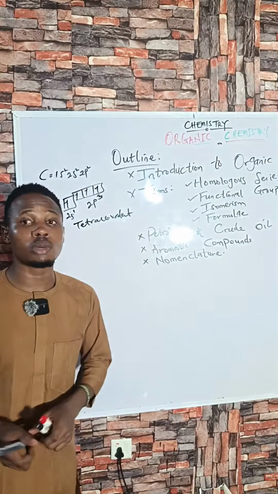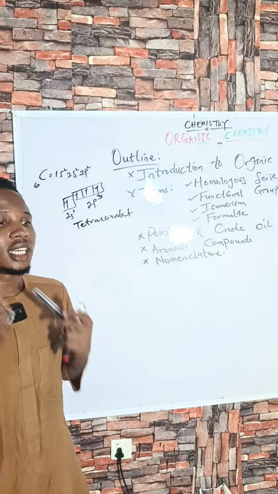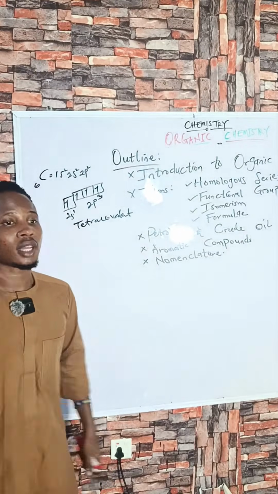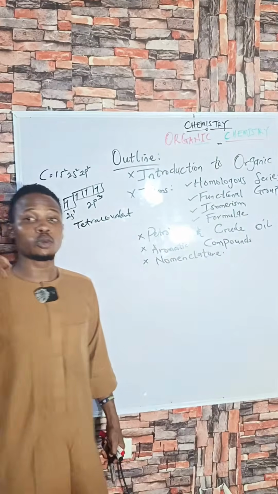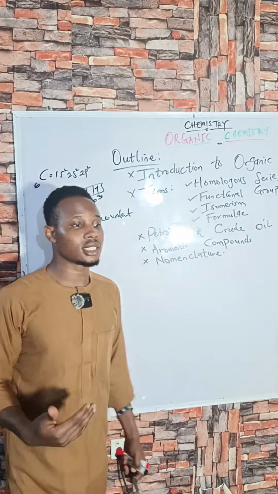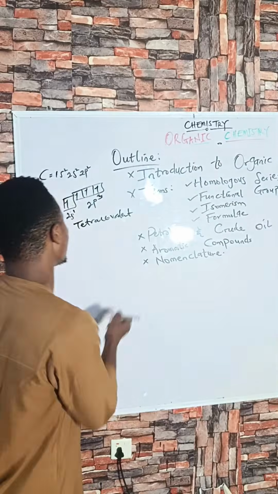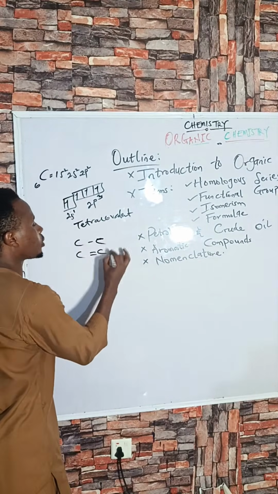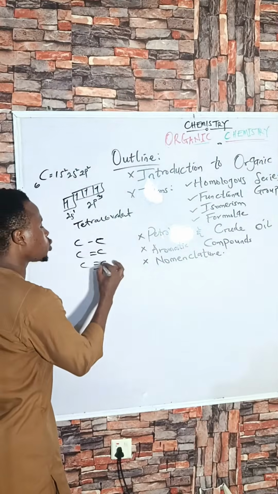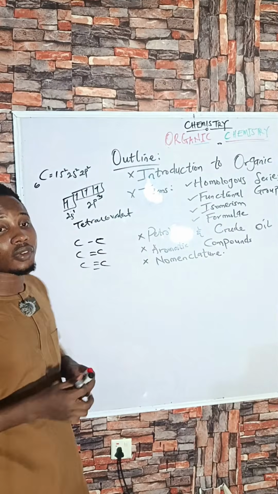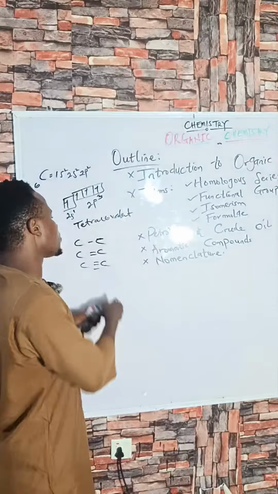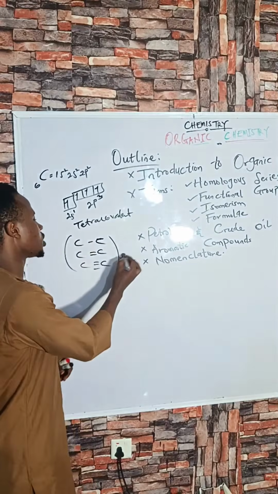The second thing we must know about carbon is that it has the ability to form multiple bonds with itself. That is, it can form a single carbon to carbon bond, it can form a double carbon to carbon bond, it can form a triple carbon to carbon bond with itself. And not only is it able to form them with itself, and most importantly, they are going to be stable.